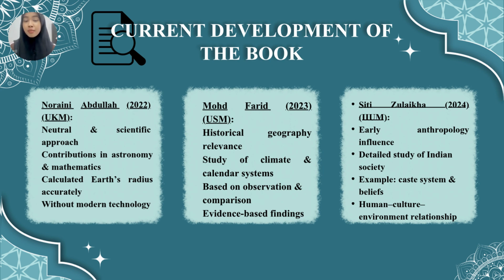In addition, Muhammad Farid 2023 USM, in Geographical Elements in Al-Biruni's Kitab Al-Hindi and their modern implications, noted that Al-Biruni's studies on climate and calendar system are still referred to in historical geography today. Al-Biruni examined the differences between the Indian calendar system and the Islamic and Greek calendars, and explained how the movement of the sun and moon influenced the calculation of time. He did not simply accept information but tested and compared sources carefully, which strengthens the credibility of his findings.